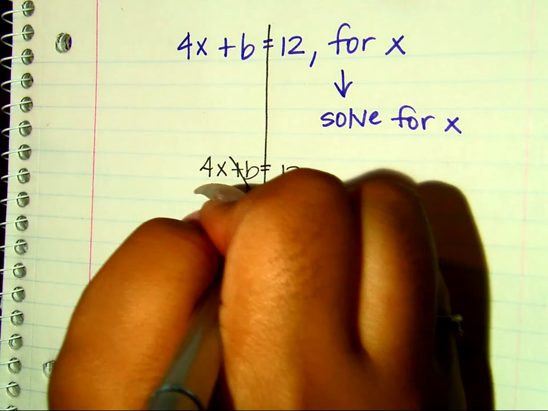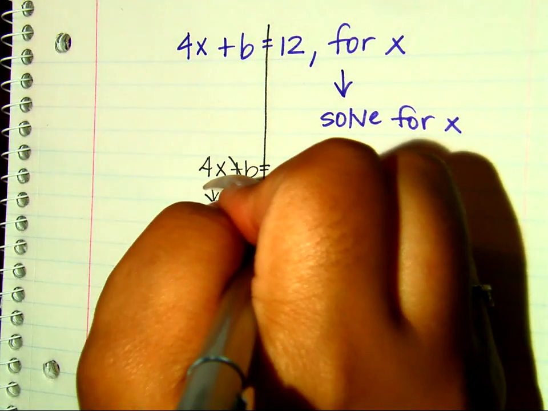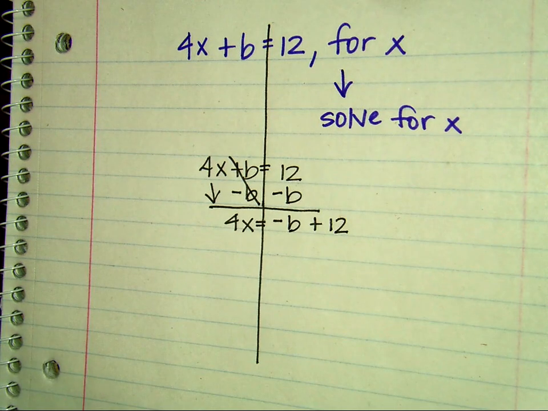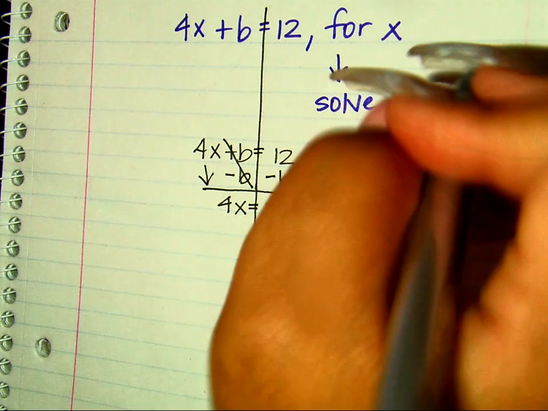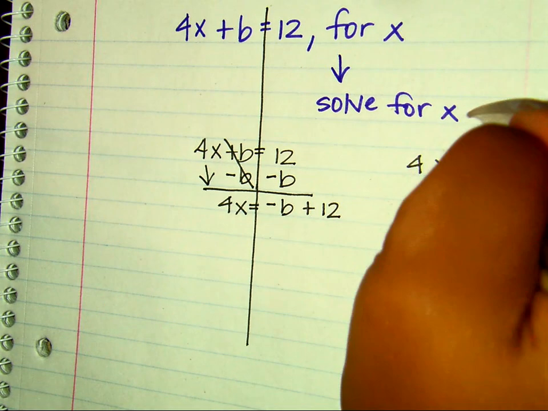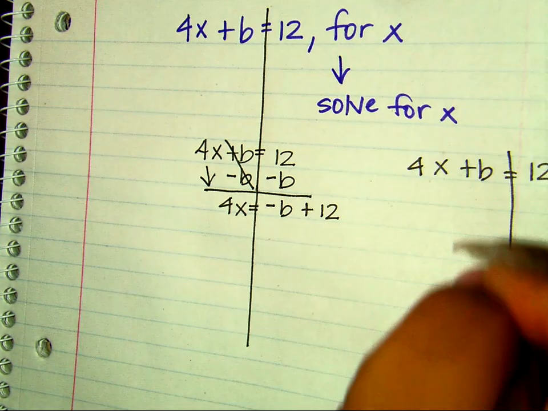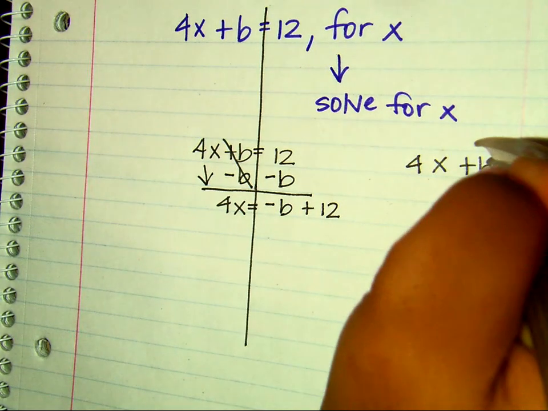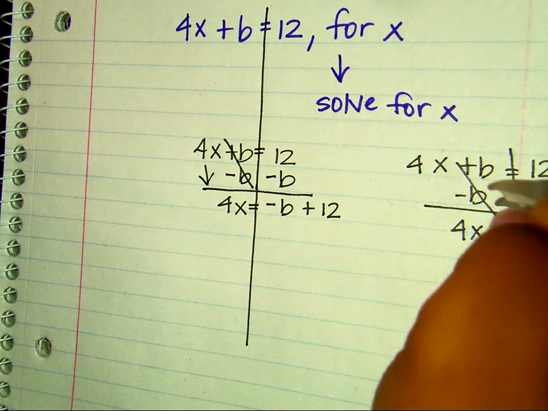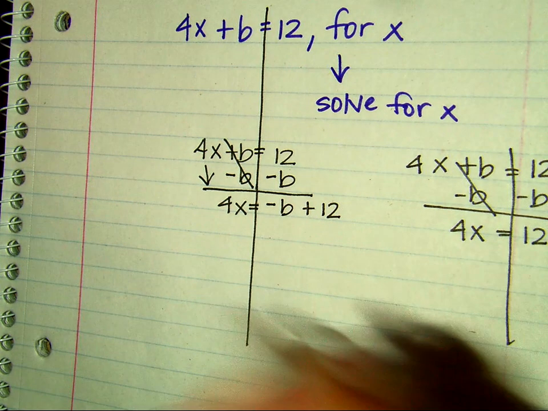All right, and now I have negative b plus 12, or you could have had 12 minus b. Okay, either way it would have worked. And I'm going to show you what it would look like if we left it 12 minus b. It's the same thing. If I subtract b, then I would have gotten 12 minus b. It's the same thing.